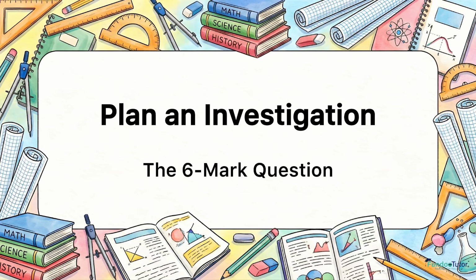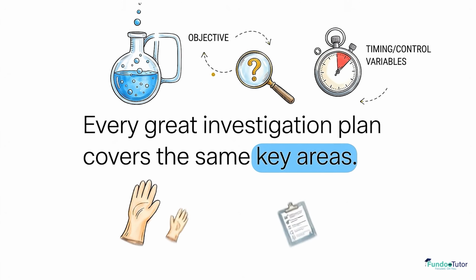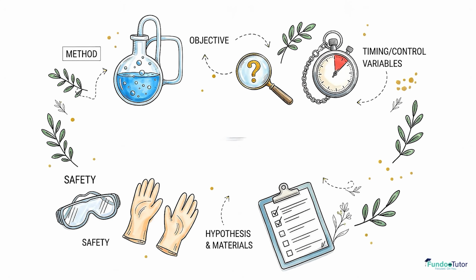Okay, now for the big one. That 6-mark planning question. This is the one that can feel like a monster, right? But honestly, it's just a test of your logical thinking. We can actually break it down into a simple formula you can use every time. The best way to think about this is like a recipe. Every successful plan needs the same key ingredients.